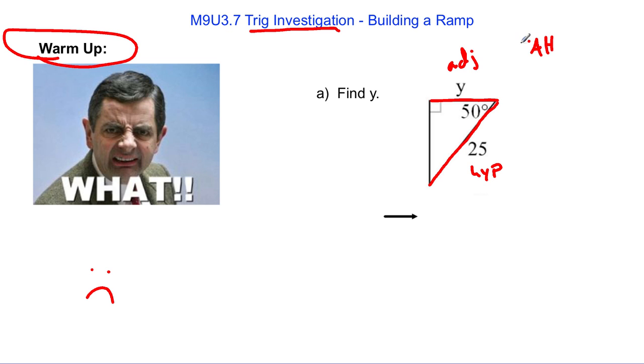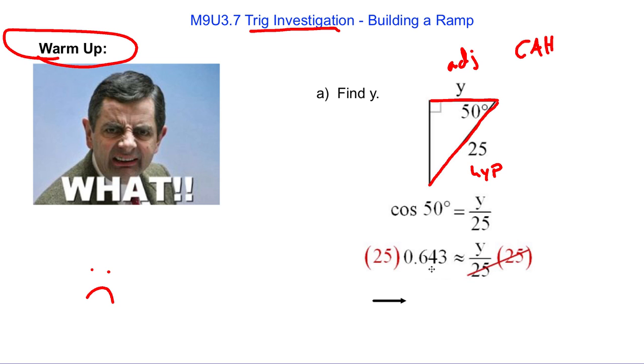we're going to be using cosine from SOHCAHTOA. So really, you can set this up into an equation that says the cosine of 50 equals the adjacent, y, over the hypotenuse, 25. And we can multiply by 25 on both sides. Cosine of 50 is 0.643. We've multiplied 25 over here, so it cancels out, and we've multiplied 25 to this side, and you end up with 16-ish. So what that's saying is that this side is around 16, which seems like it could be right.